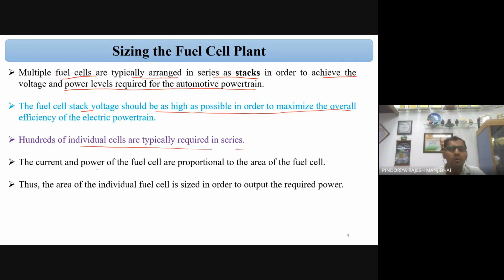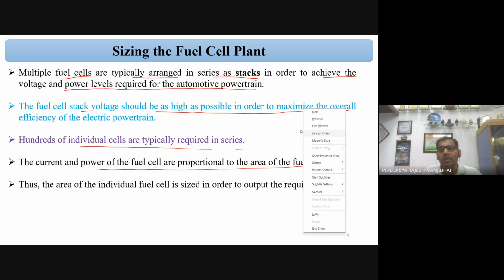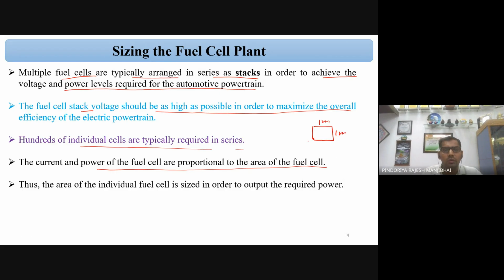The current and power of the fuel cell are proportional to the area of the fuel cell. We can say it is in square meters. Maybe this is one fuel cell, and this is 1 meter and this is 1 meter, so we can say the area is 1 meter square. That depends on the power rating, so it is directly proportional to the area.